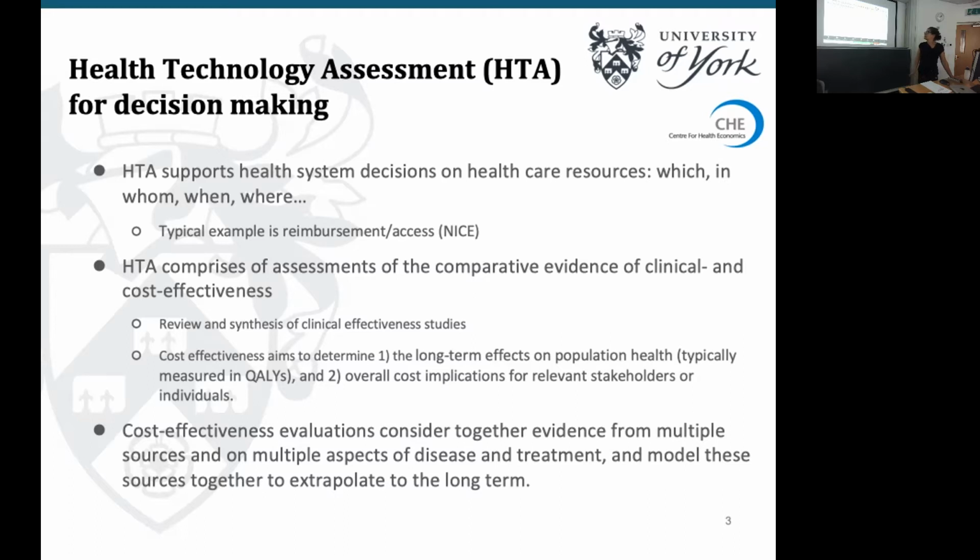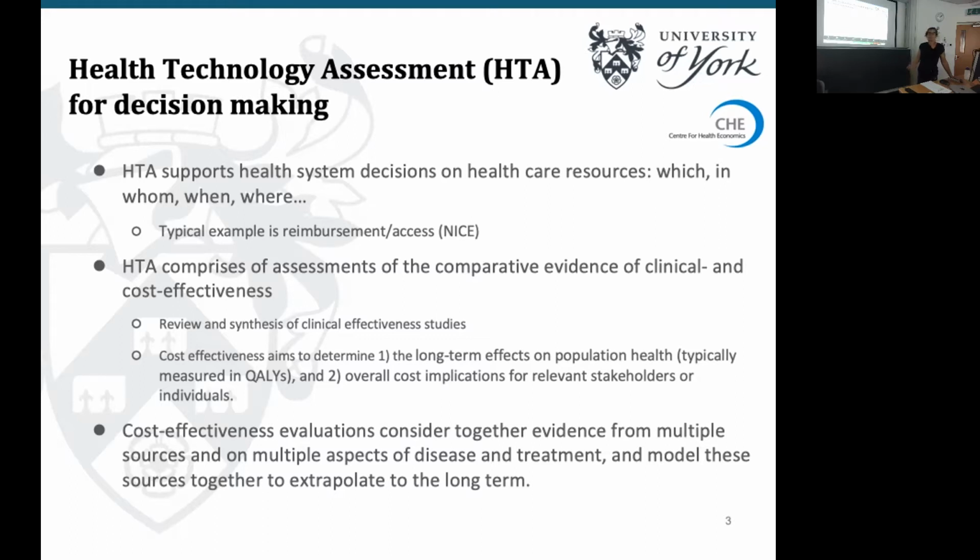So HTA, simplifying, has two components really. It's an assessment of the comparative evidence of clinical effectiveness first, and cost effectiveness second. They're typically done separately, but there's obviously lots of links in between. So the evidence of clinical effectiveness typically comprises a review and a synthesis of clinical effectiveness studies.